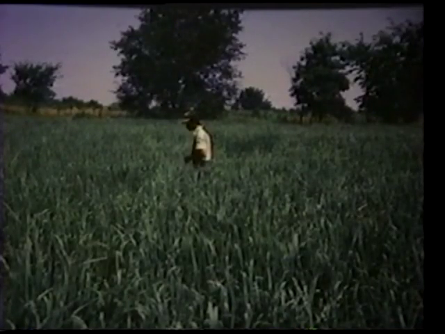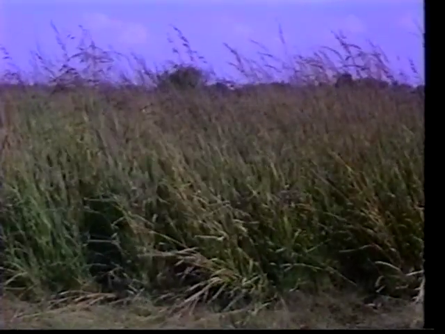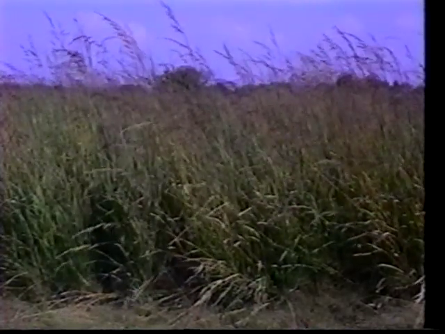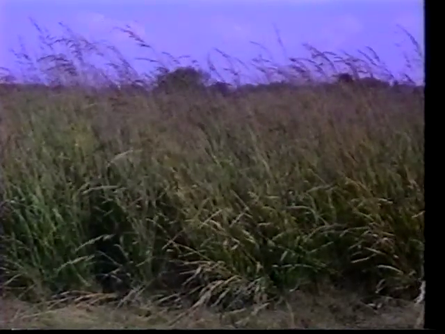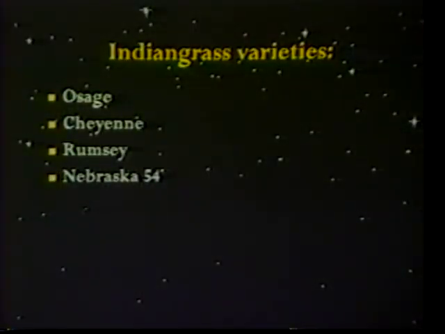Indian grass produces 70% of its total growth after July 1st. 5 to 7 feet tall plants are normal. Wildlife biologists recognize Indian grass's importance for wild bird nesting and rearing. Varieties of Indian grass include Osage, Cheyenne, Rumsey, and Nebraska 54.